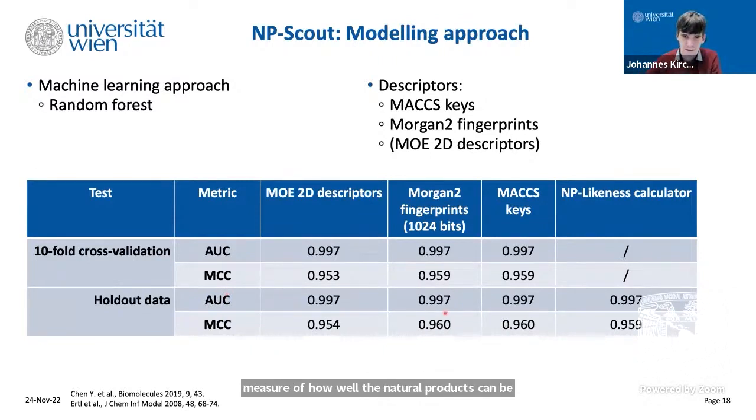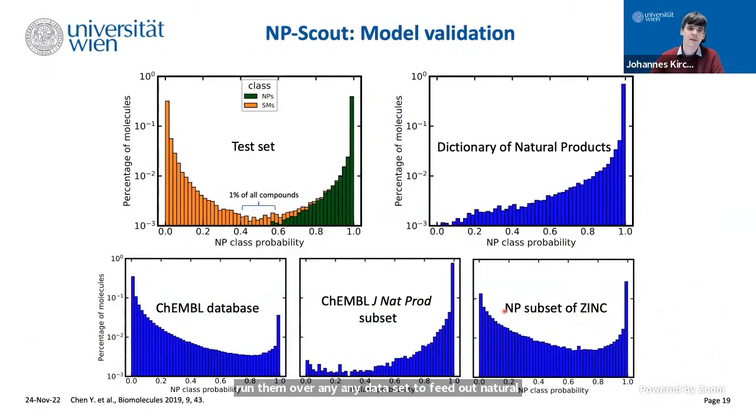And you see that both measures go to 1.0, and you see that both measures are very close to this ideal case, which means that these models apparently do a very good job in identifying the natural products. What it also shows, though, is that this task is not overly difficult. So these models work particularly well, and you can run them over any data set to filter out natural products, to identify natural products with high accuracy.